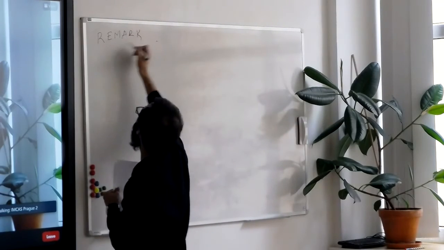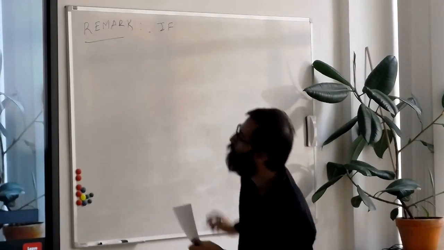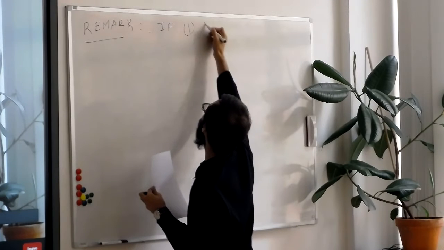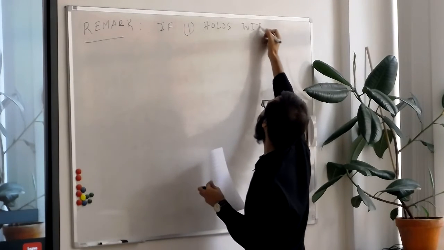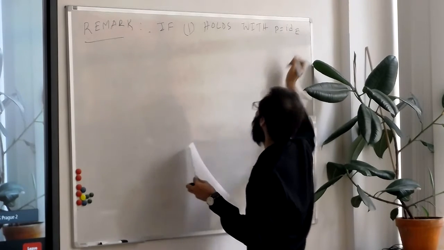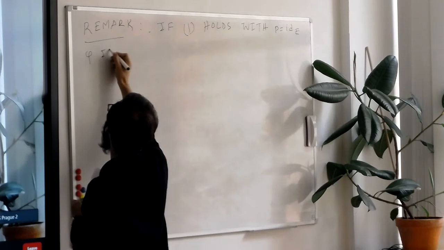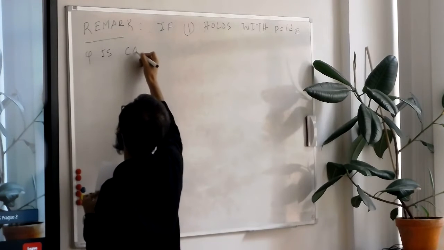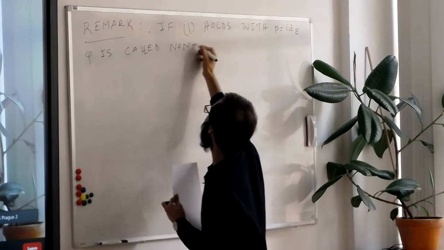Remark. If one holds with P equal to the identity of E, then phi is called non-degenerate.